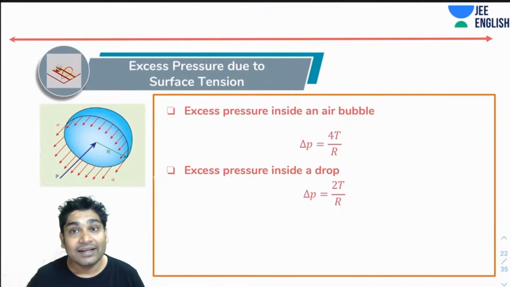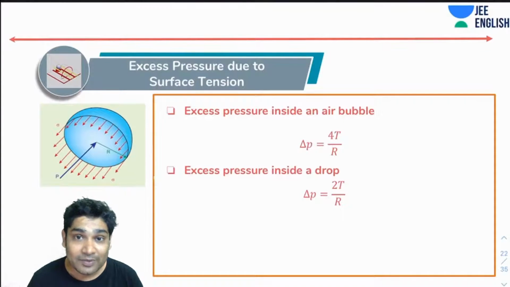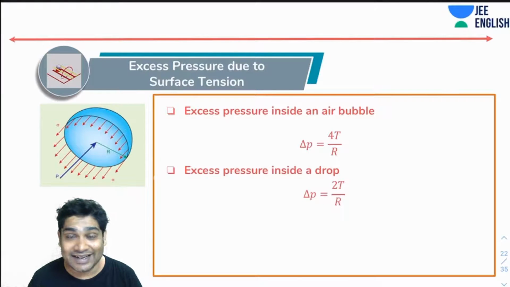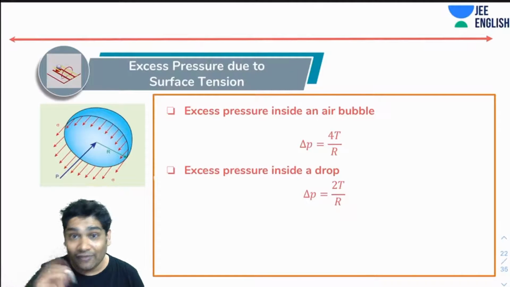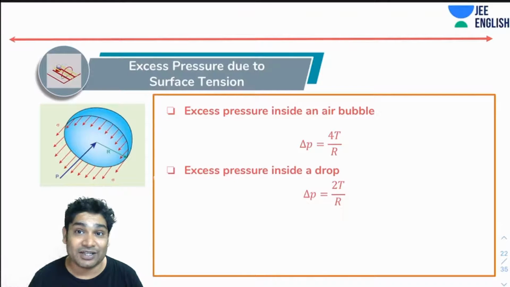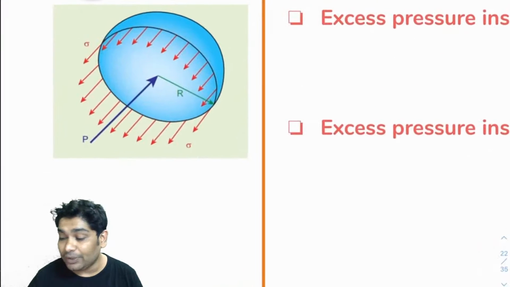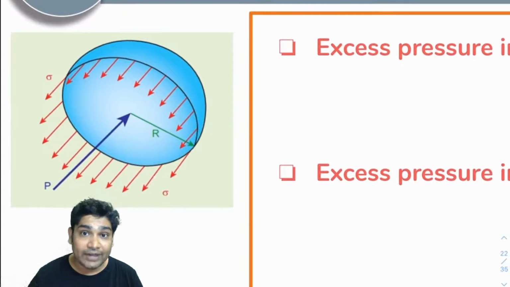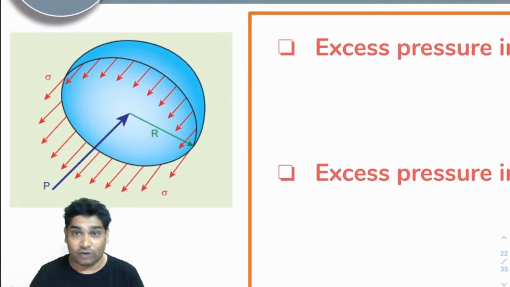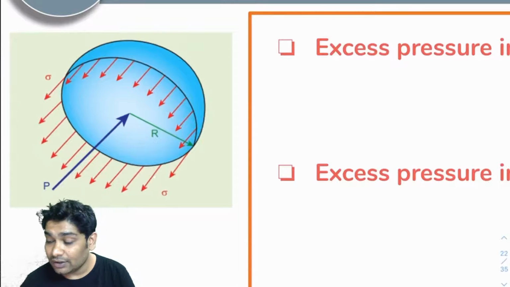Okay. Next, so what are the mathematical applications? What are the questions based on in your JEE exam? So one very common category of questions is to find the excess pressure due to surface tension. So what happens is that if you have a drop here, if you draw the FBD of one half of the drop, so what is happening here?